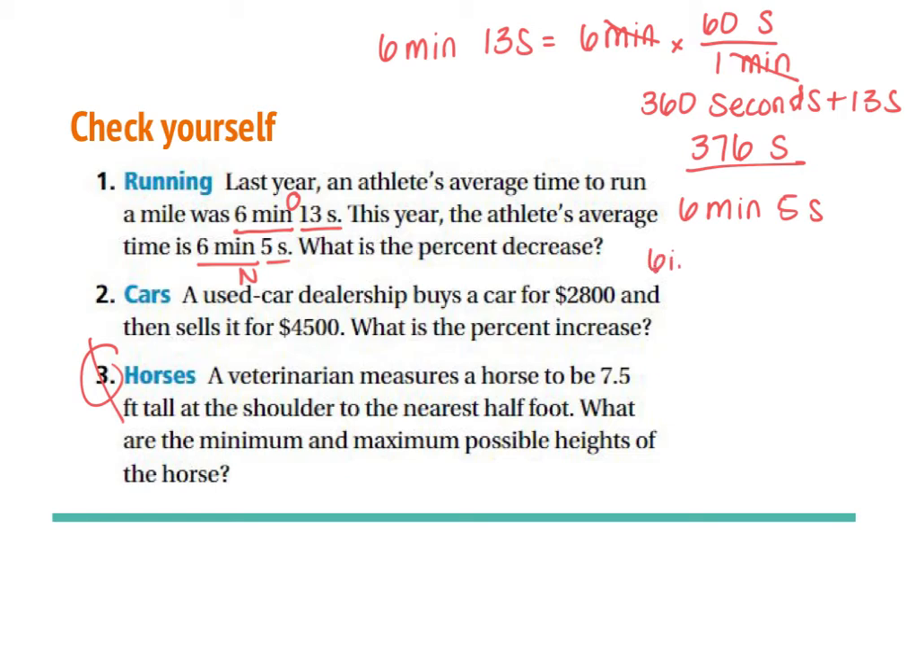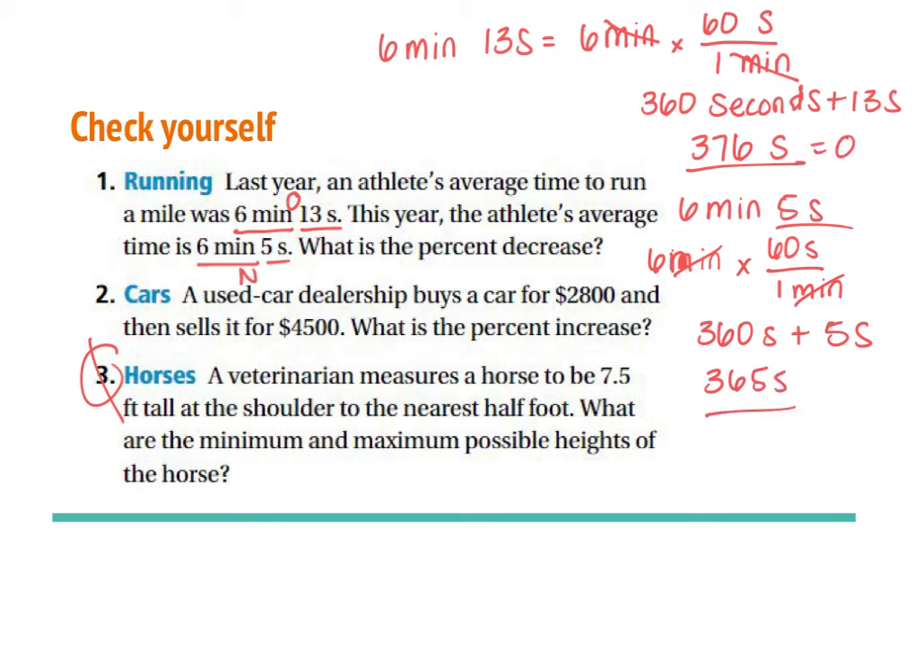Let's do the same thing for 6 minutes and 5 seconds. Remember, this 6 minutes, you have to multiply by 60 seconds over 1 minute. The minutes are going to cancel, and we're going to get 360 seconds plus 5 seconds. Don't forget about the 5 seconds up here. And we get 365 seconds. So this is our old, this is our new.